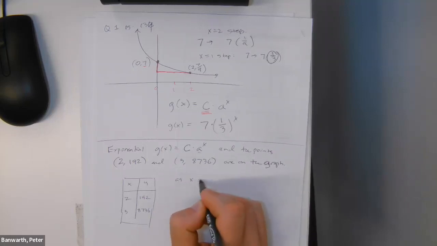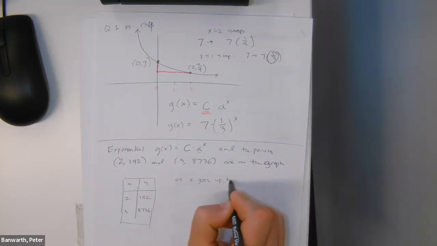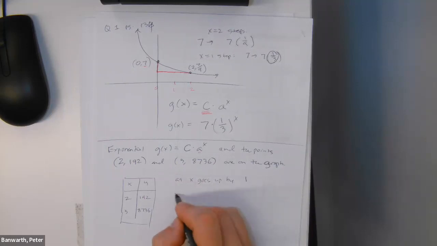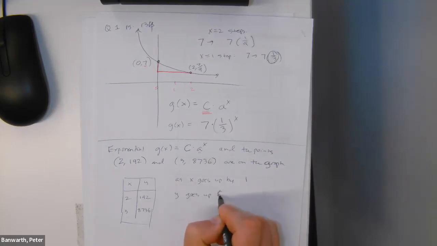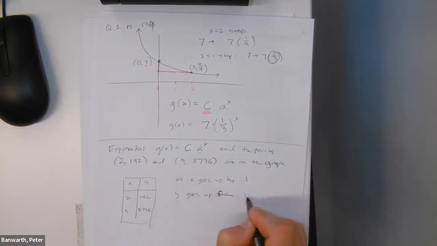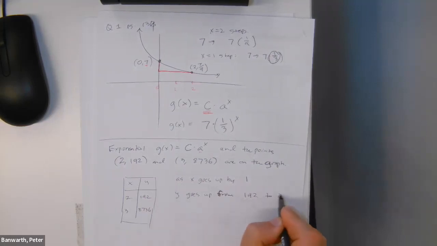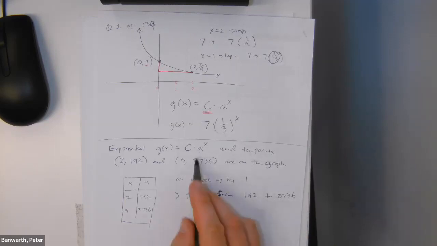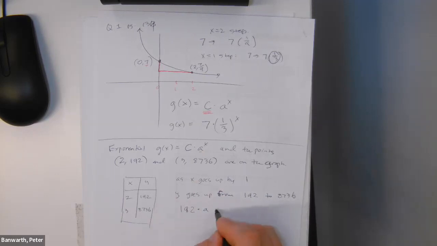So as x goes up by 1, y goes up from 192 to 8,736, and it can be really helpful to actually write this sentence down. And when we do that, another way I could say that is 192 times my exponential rate of change should equal 8,736.